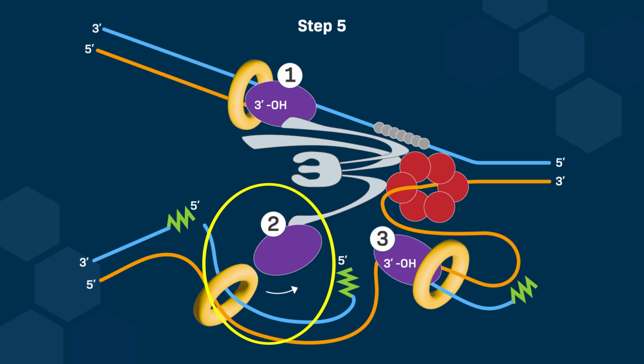In step 5, DNA polymerase 2 completes the synthesis of the Okazaki fragment and dissociates from its DNA template and the sliding clamp. However, DNA polymerase 2 will remain bound to the replisome and inactive until it begins the synthesis of a new Okazaki fragment. DNA polymerase 3 starts the synthesis of the next Okazaki fragment.